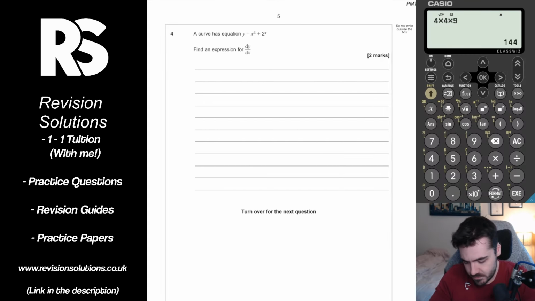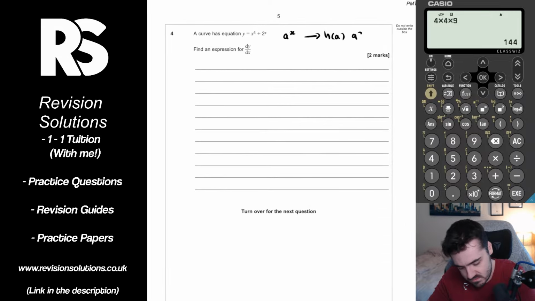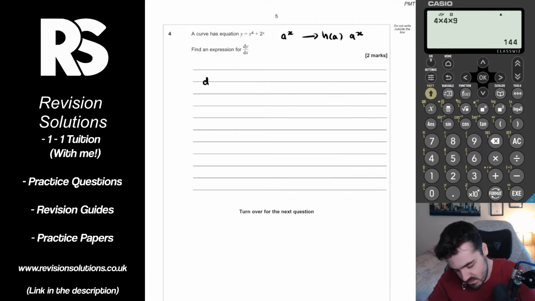Moving on to question 4, it says a curve's equation is y equals x to the 4 plus 2 to the x. Can we find the derivative? So the first power of x is just simple, x to the 4, use the power rule. 2 to the x is a bit more unusual, but the derivative of a to the x is the natural log of a times a to the x. Meaning that for us, dy by dx would be 4x cubed plus the natural log of 2 times 2 to the x.